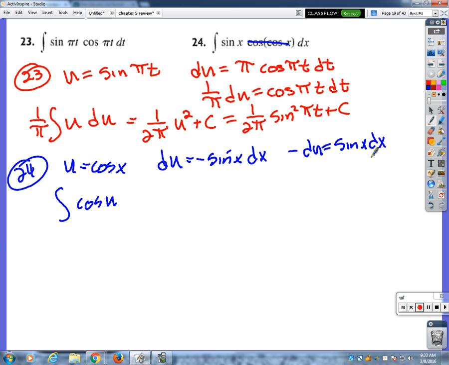And then I have a sine of x dx left, but hey, what do you know? I've got a sine of x dx right there. So that becomes negative du. Now we are poised to take the antiderivative. The antiderivative of cosine is sine. It turns into negative sine because of this negative in front. So that's negative sine of u plus c. And then again, we always have to resubstitute back in what we substituted for originally. So that's negative sine of cosine of x plus c.